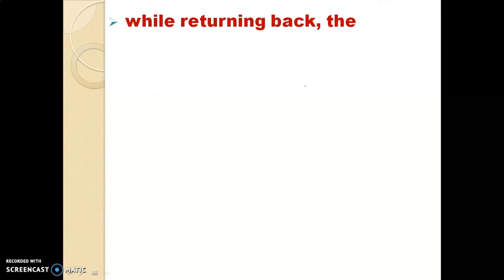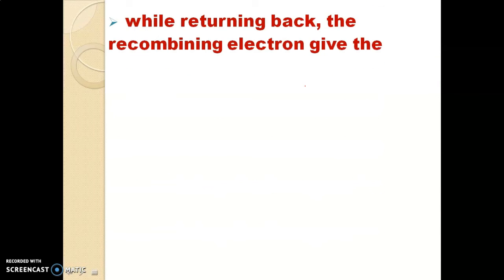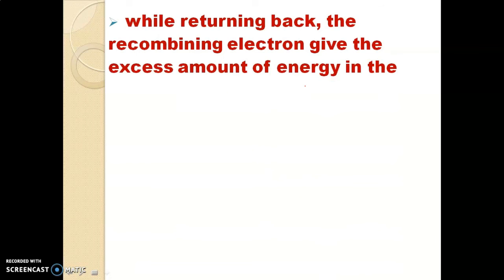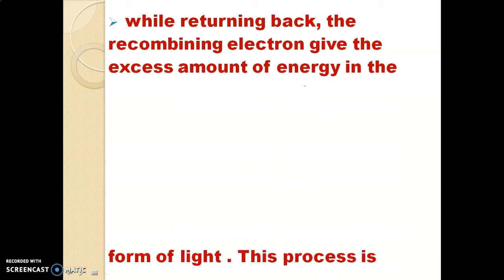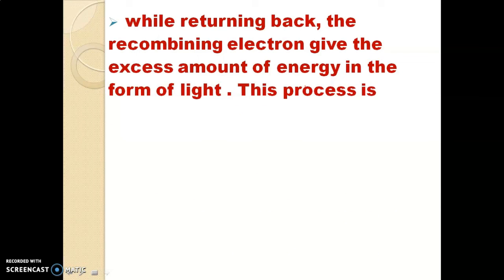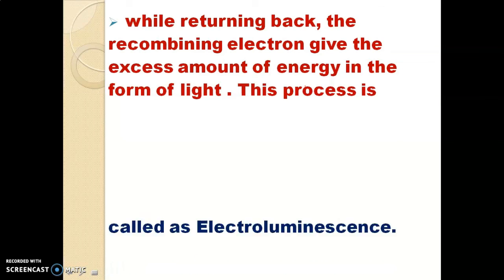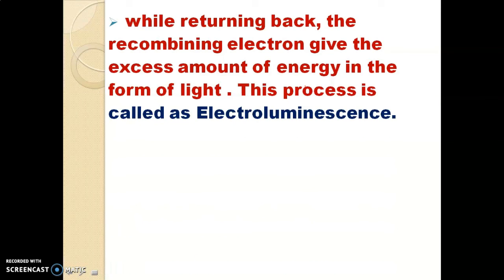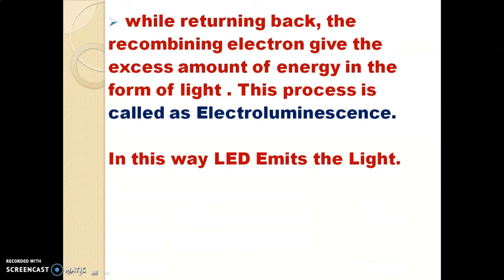In an ordinary diode, the energy is radiated in the form of heat, but in an LED, this energy is radiated in the form of light. Here, it is to be noted that the conduction band is at a higher energy level than the valence band. This process of emission of light is called electroluminescence. In this way, the light emitting diode works.